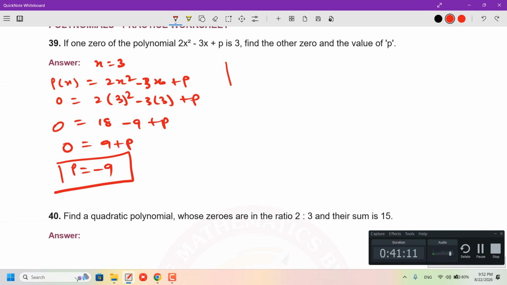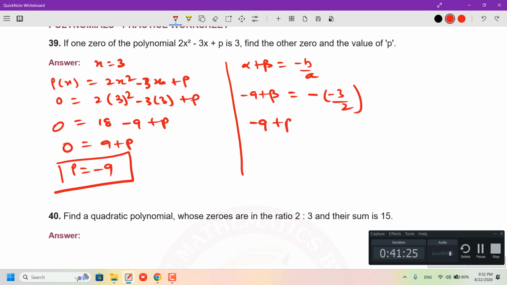If one, find other zeros means alpha plus beta equals to minus b by a होता है. So minus 9 plus beta equals to minus 3 by 2. So minus 9 plus beta equals to 3 by 2. So beta is equals to 3 by 2 plus 9. So 9 to जा 18, 18 3 11, 21 by 2. So beta 21 by 2 हो गया.